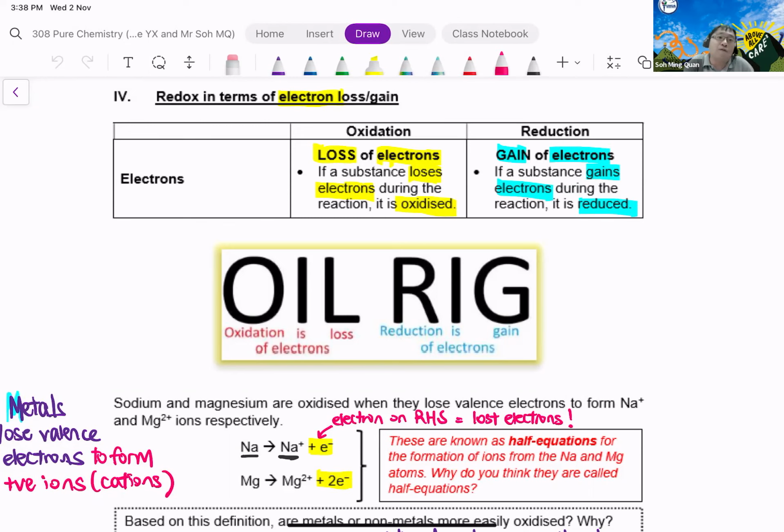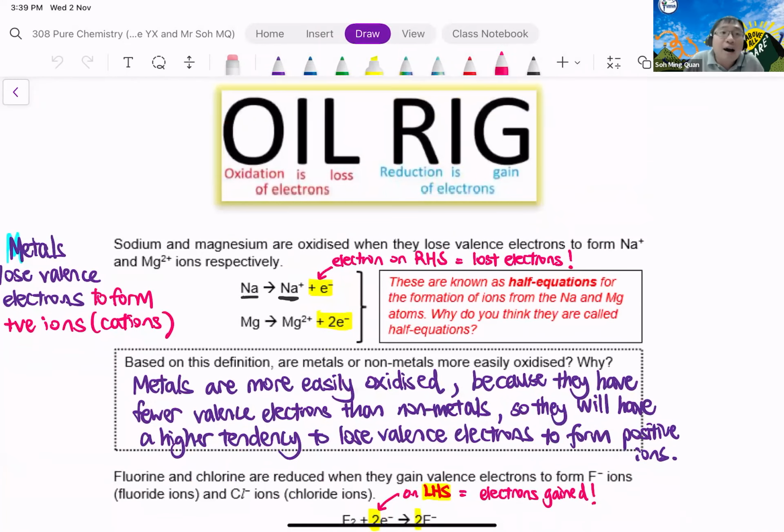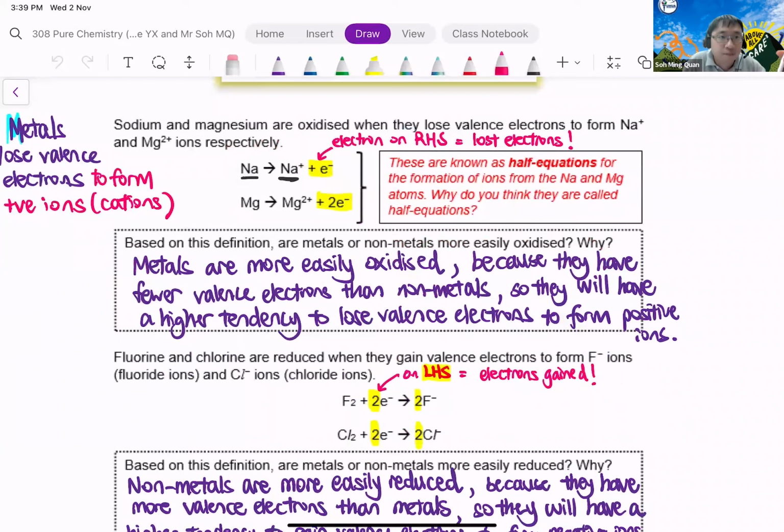Now, how can you tell from a half equation if something loses electrons? If you look at the half equation, the position of the electrons tells you that. This is what we went through yesterday. If the electrons appear on the right-hand side, this means that the substance has lost electrons. It has produced electrons, set it free. Whereas if the electrons are on the left-hand side of the half equation, this means that the electrons are gained. So the position of the electrons in the half equation tells you whether it's electron loss or electron gain.